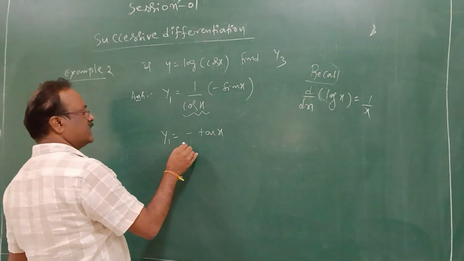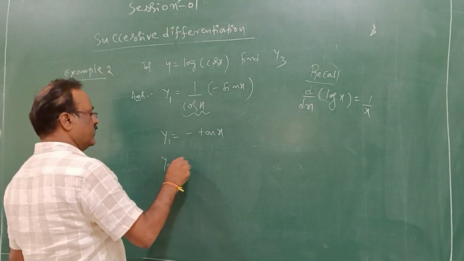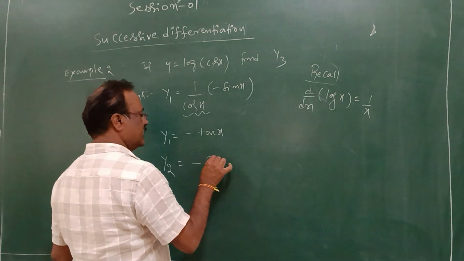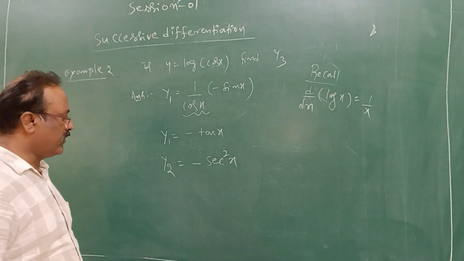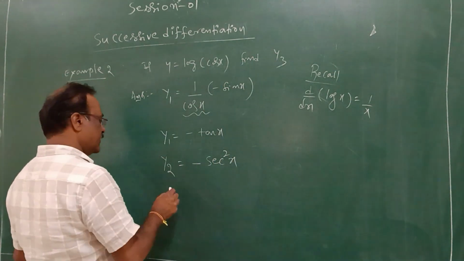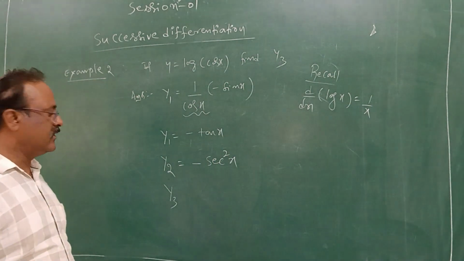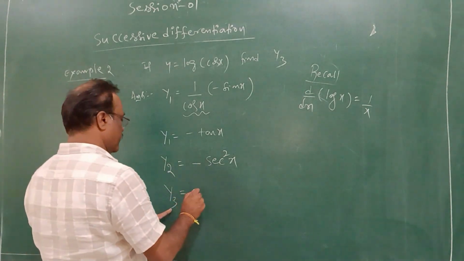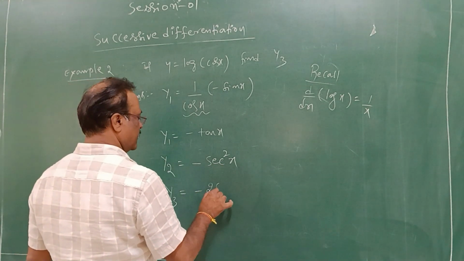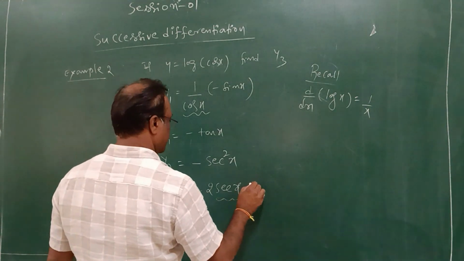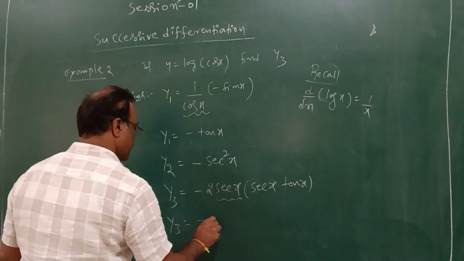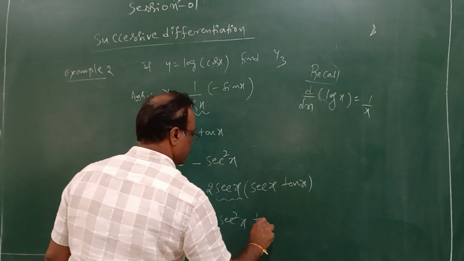Let us differentiate once again with respect to x. We get y2, the second order derivative. y2 is minus, you know that tan x differentiation is secant square x, so minus secant square x. Again, I want to differentiate one more time because we need y3. So if I differentiate y2 with respect to x, we get y3, which is equal to minus, recall the derivative of secant square x. That is 2 secant x, and again secant x differentiation is secant x into tan x. So if I simplify this, minus 2 times secant square x into tan x.